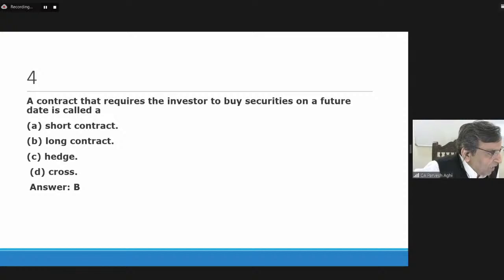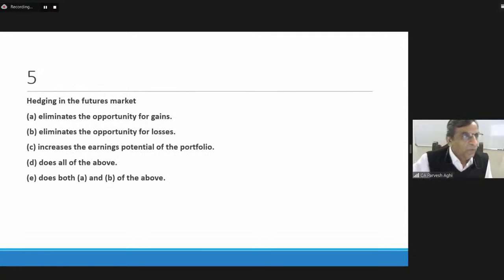So Chavi has given it right. Ambika, you're also right. And Srinivasa, a contract that requires us to buy securities means you're taking a long position. You're not taking a short position. When you sell without owning it, that's called a short position. So here the answer should be B, which is long. Now let's go to the fifth.